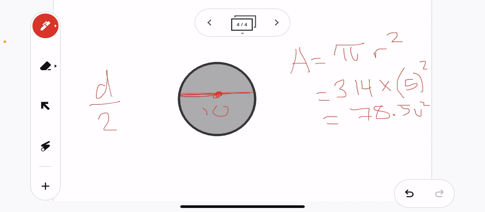And again, if you were only given the radius, but you had to find the circumference, you can just do radius times 2 equals diameter. I should put this radius here. Yes.